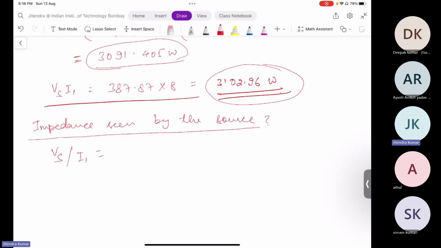Okay, so that's all about this problem. Any final doubt in this? Otherwise, we can move ahead. Okay, sir, move ahead. Okay, great.